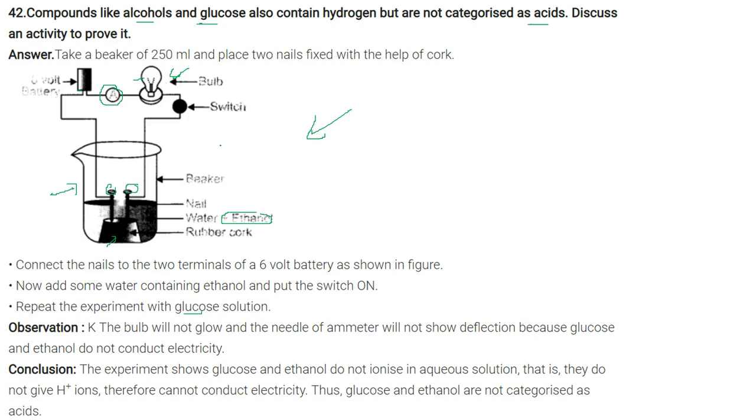So what is the conclusion? The experiment is showing that glucose and ethanol do not ionize in the aqueous solution. That means they do not give H+ ions. That is why they do not conduct electricity. So glucose and ethanol are not categorized as acids.